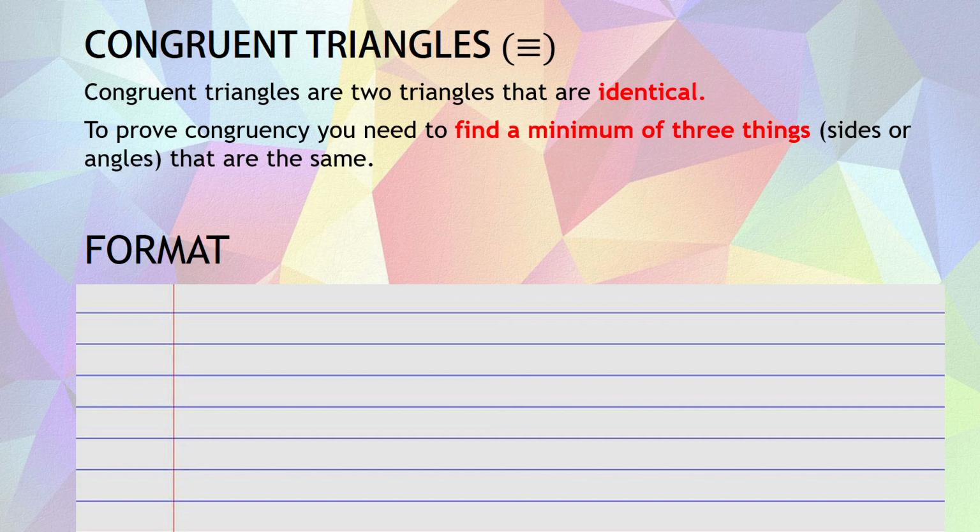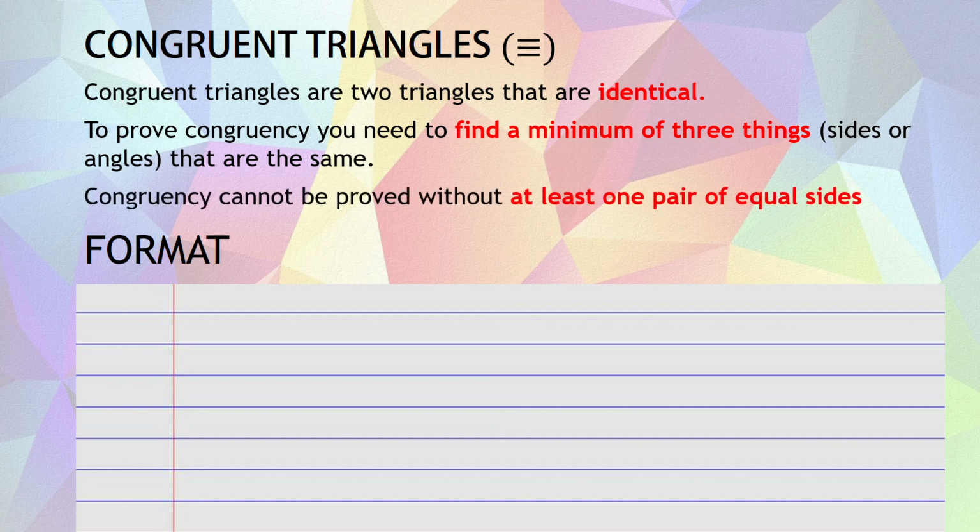Okay, so congruent triangles are two triangles that are identical. You need to prove congruency using 3 things. So there have to be 3 things in the triangles that are equal to each other, and one of them must be a side. So you can't prove congruency using 3 angles. You have to have at least one side that's equal to the side in the other triangle.